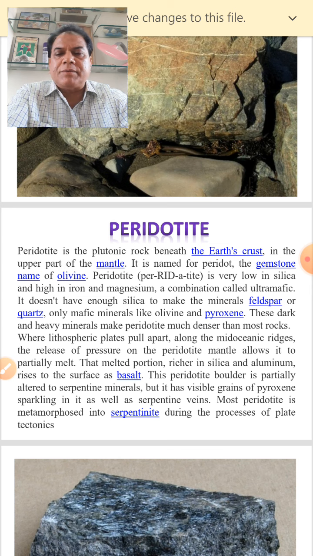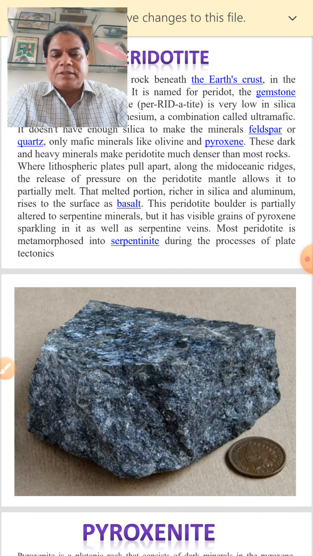But as such, once we say peridotite, it means it has 50% pyroxene and 50% olivine. Both pyroxene and olivine are mafic minerals, and the total content of olivine and pyroxene is more than 90%. That is the peridotite. They look like this.